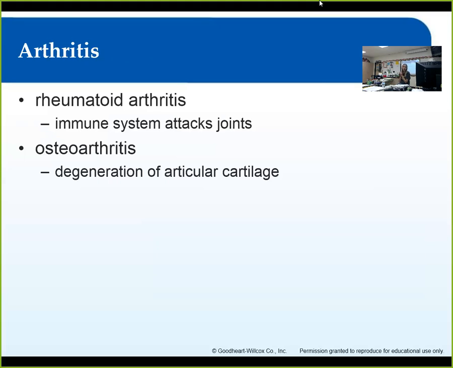And then the last one is osteoarthritis, and this is your normal, everyday arthritis that everybody gets when they get older. Cartilage wears away, bone touches bone, causes injury and pain in that way. So swelling, decreased range of motion, lots of pain.